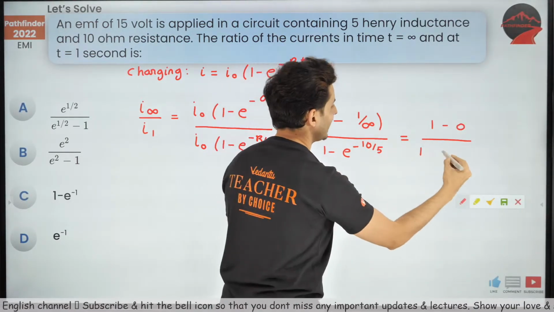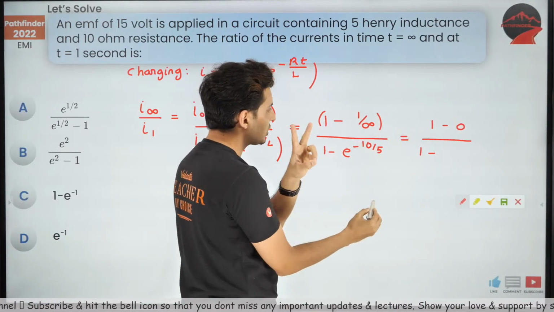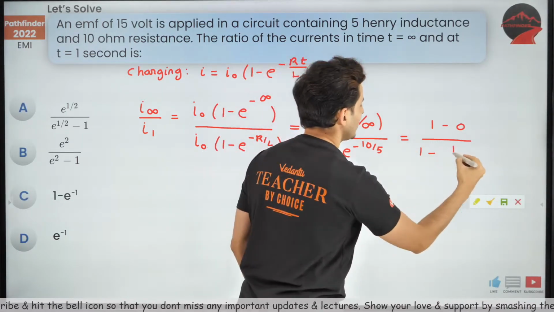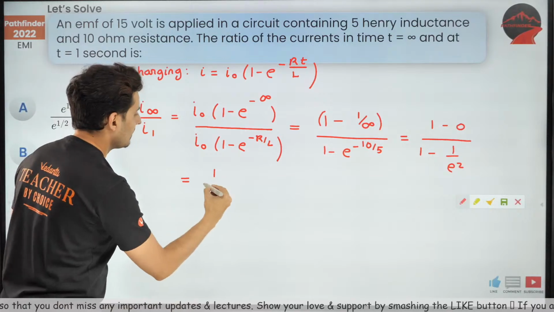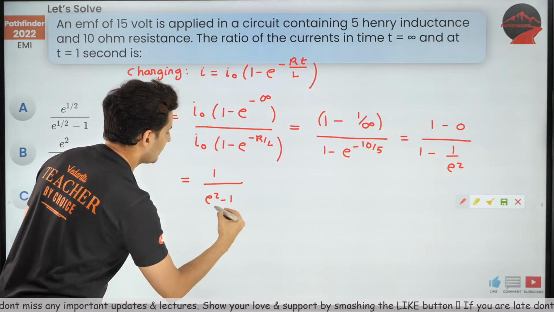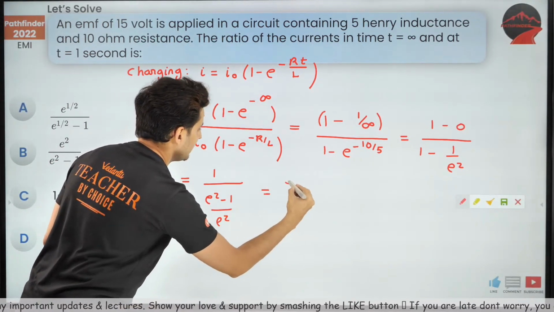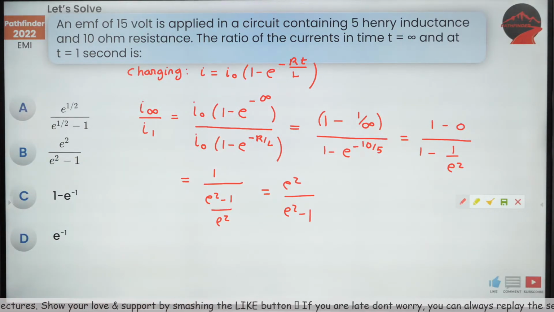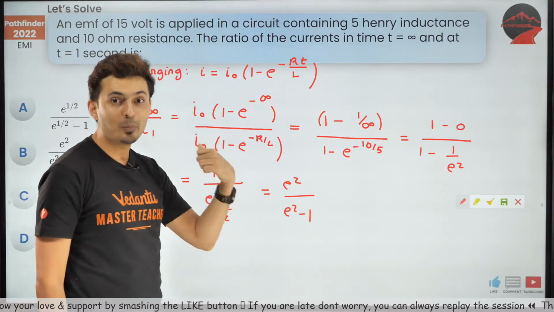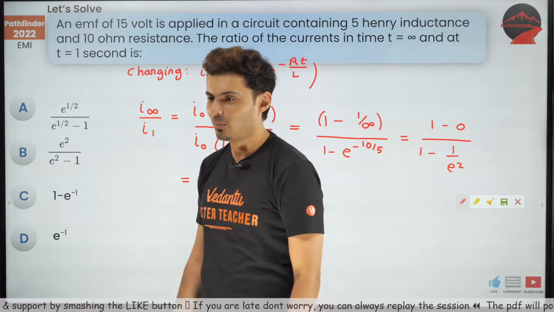And here you will get 1 minus e to the power minus 10 by 5, which is 2. So e raised to minus 2 is 1 by e square. Obviously you have to take LCM. So it will be 1 divided by 1 minus 1 by e square, which will be e square upon e square minus 1. Where is it? I think it's option B. It's not half, it's B. It's raised to 2. Very good.